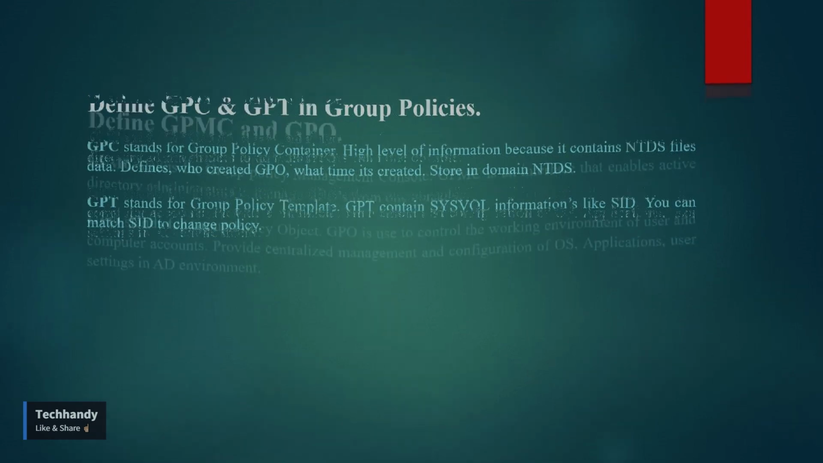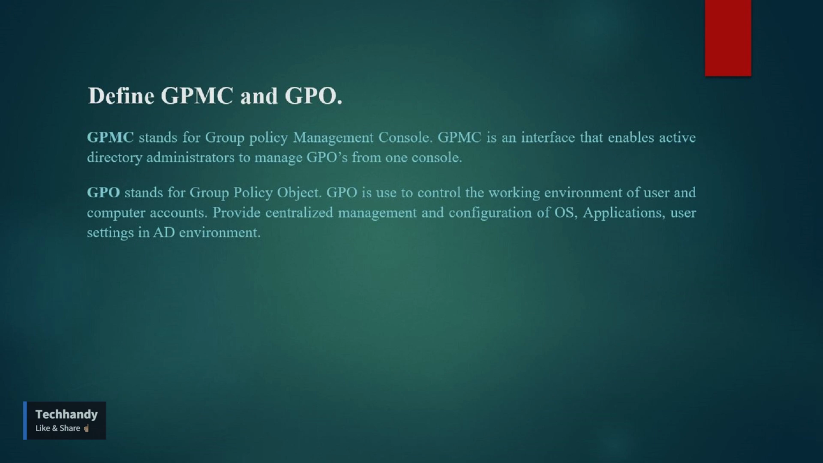Define GPMC and GPO. GPMC stands for Group Policy Management Console. GPMC is an interface that enables Active Directory administrators to manage GPOs from one console. GPO stands for Group Policy Object. GPO is used to control the working environment of user and computer accounts. Provides centralized management and configuration of OS, applications, and user settings in an AD environment.